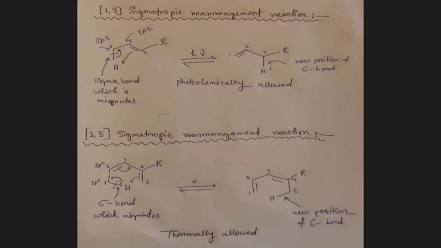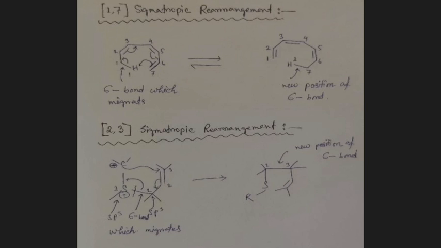The next molecule: the sp3 carbon-hydrogen sigma bond will migrate and break, and after numbering, finally hydrogen 1 has migrated to carbon 5. This is called a 1,5 sigmatropic rearrangement. For the next molecule, the sp3 bond will break, and the new sigma bond is formed at the number 7 carbon. So this is called a 1,7 sigmatropic rearrangement.